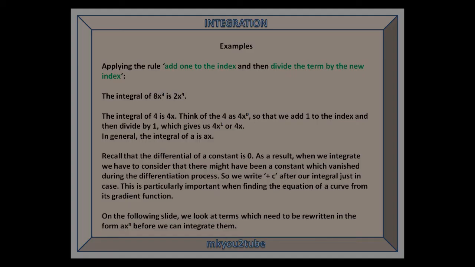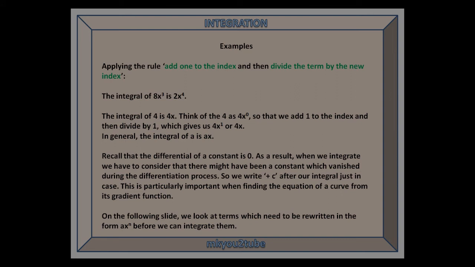Here are some basic examples of the process. Applying the rule add 1 to the index and then divide the term by the new index, the integral of 8x cubed is 2x to the power of 4. The integral of 4 is 4x. Think of the 4 as 4x to the 0, so that we add 1 to the index and then divide by 1, which gives us 4x to the 1, or 4x. In general, the integral of a is ax.